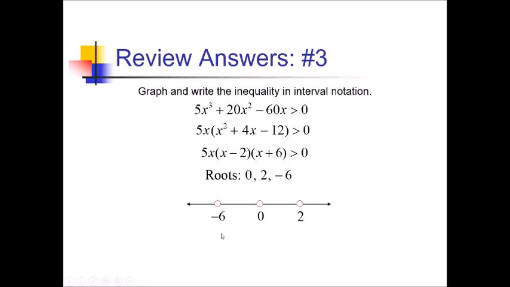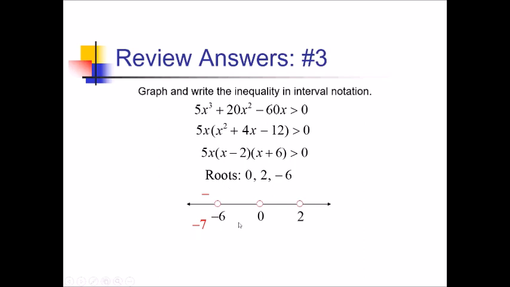Now let me test something over to the left of -6, like -7. Plugging that in, 5 times -7 is negative. -7 minus 2 is negative. -7 plus 6 is negative. 3 negatives, odd number of negatives, giving me a negative result overall.